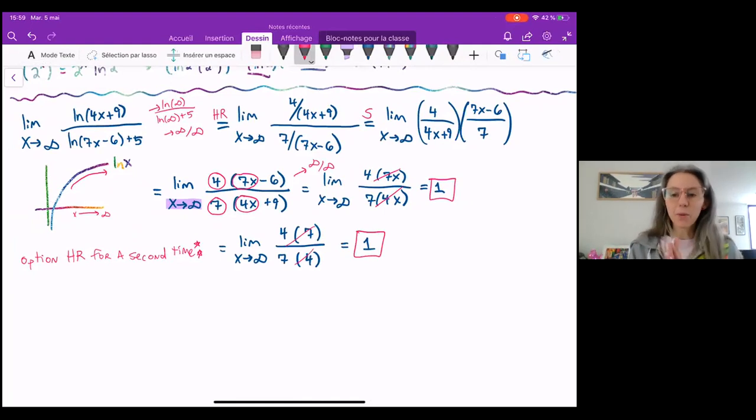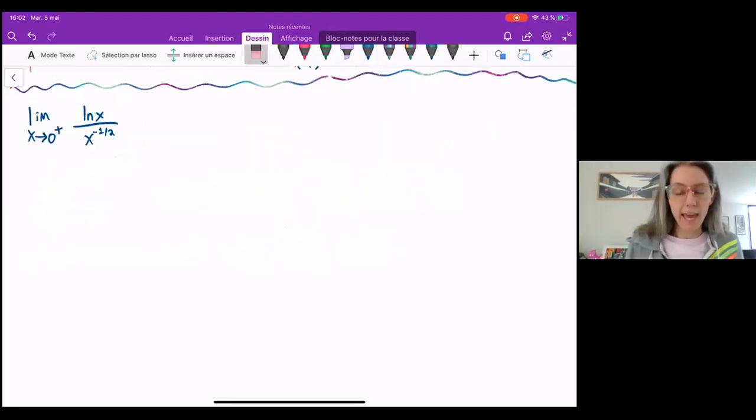Okay, so we're just going to do one more problem. We're going to do a problem that doesn't have x going to infinity, because I want you guys to see that it doesn't have to be going to infinity for us to end up with the infinity over infinity form. Okay, so limit as x goes to 0 from the right of ln x over x to the negative 1/2. We want to plug in.